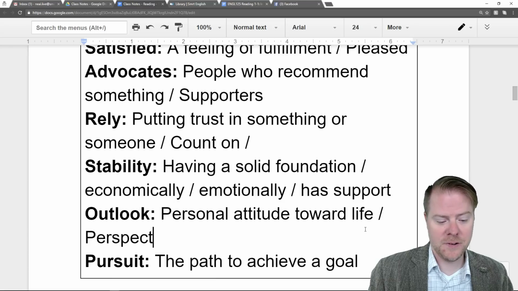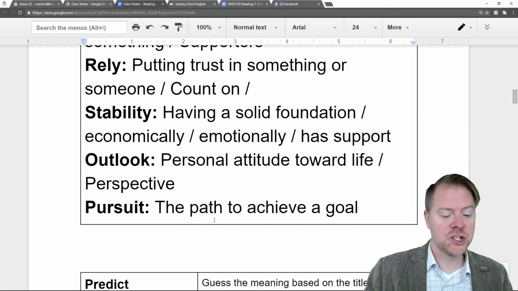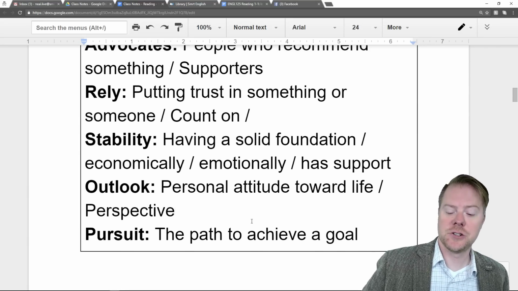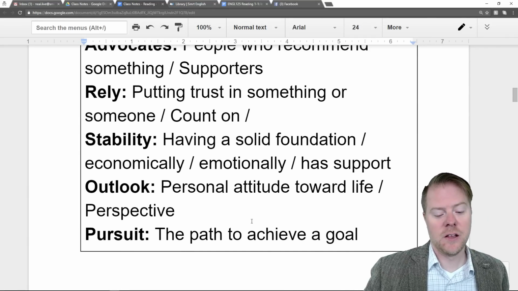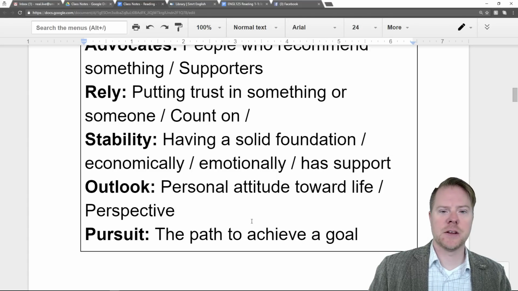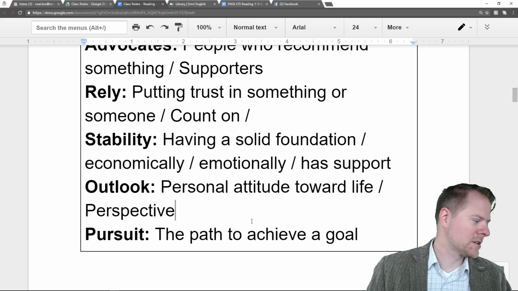Yeah, perspective is a good synonym. And then pursuit, for this reading, this will mean the path to achieve a goal. The path you take to achieve a goal. Your pursuit of happiness. How are you going to achieve happiness? What path are you going to take? What life path are you going to take?